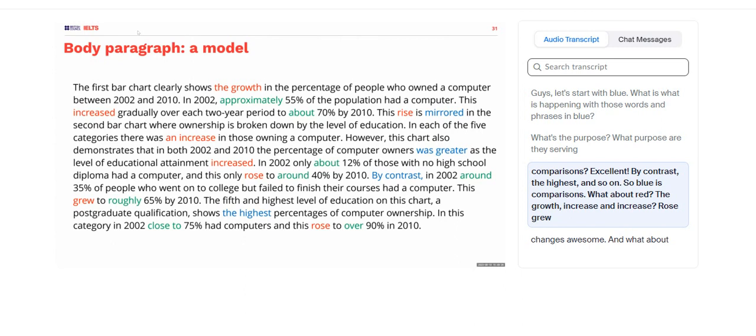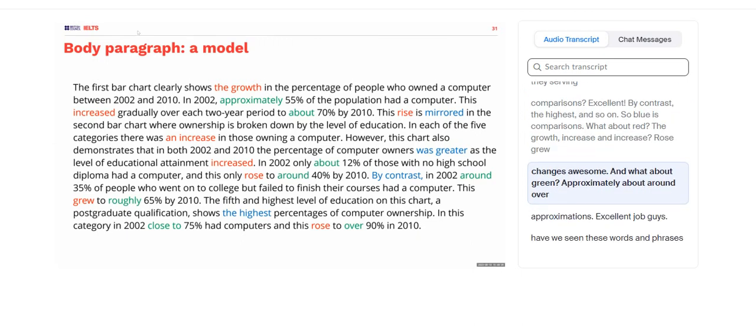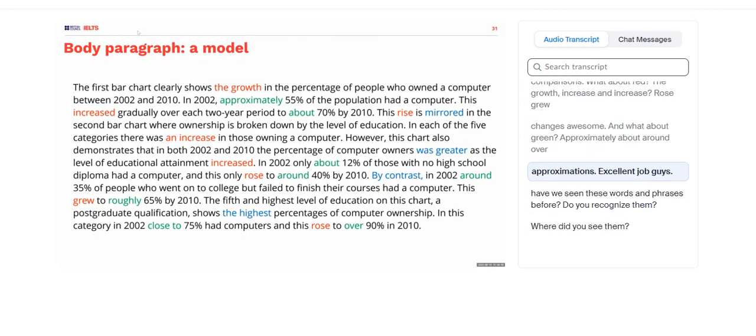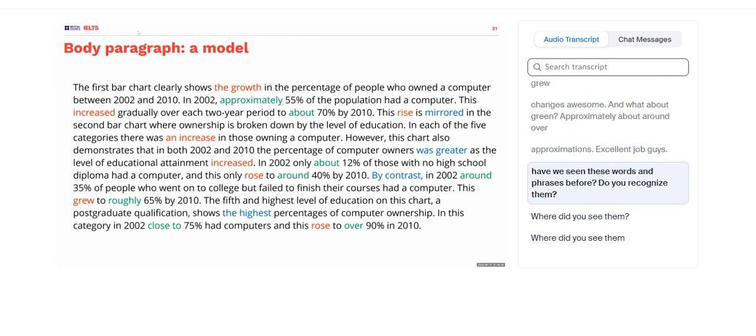Comparisons, excellent. By contrast, the highest, and so on. So blue is comparisons. What about red? The growth: increased, rose, grew, changes. Awesome. And what about green? Approximately, about, around, over. Approximations. Excellent job.